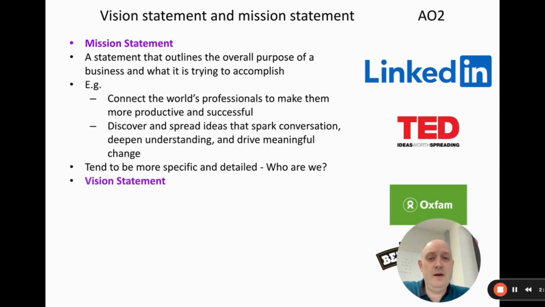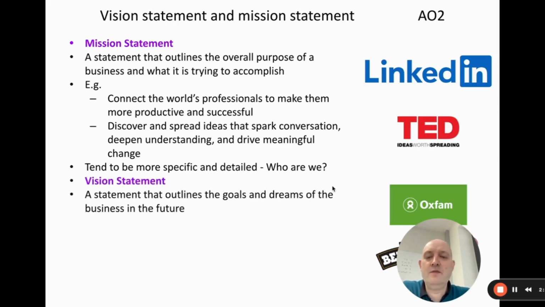A vision statement is very similar, but does something slightly different. This talks more about their vision. By vision, we mean the goals and dreams of the business, specifically in the future. If we look at the first example, this is a just world without poverty, and this is Oxfam. And this is more about the goals and dreams. At the moment, obviously, we still have poverty. So their goal is that sometime in the future, they're going to see a world without poverty.